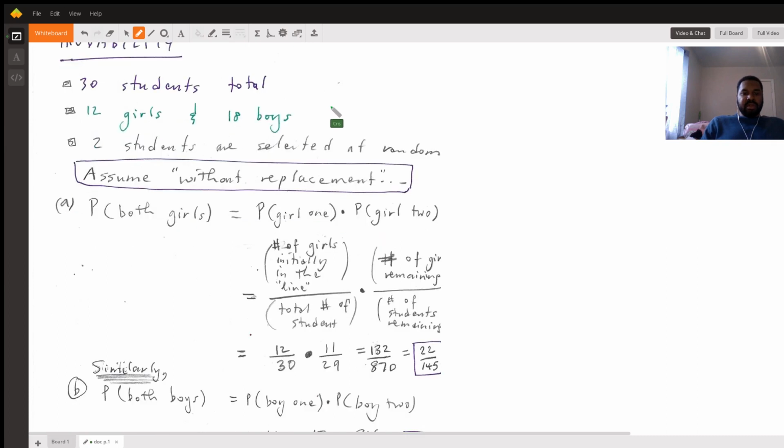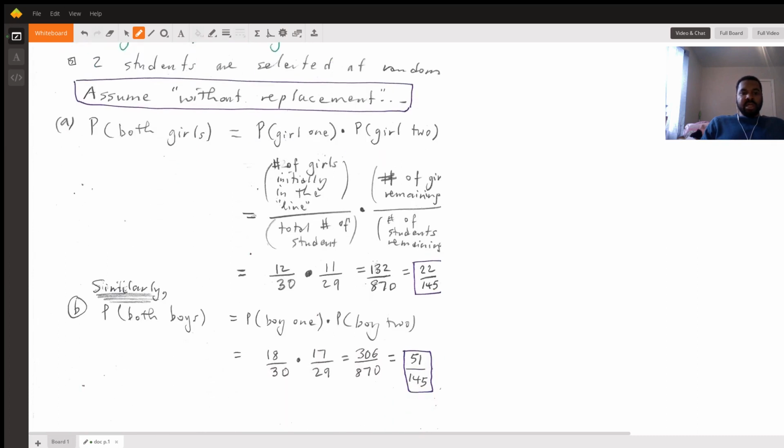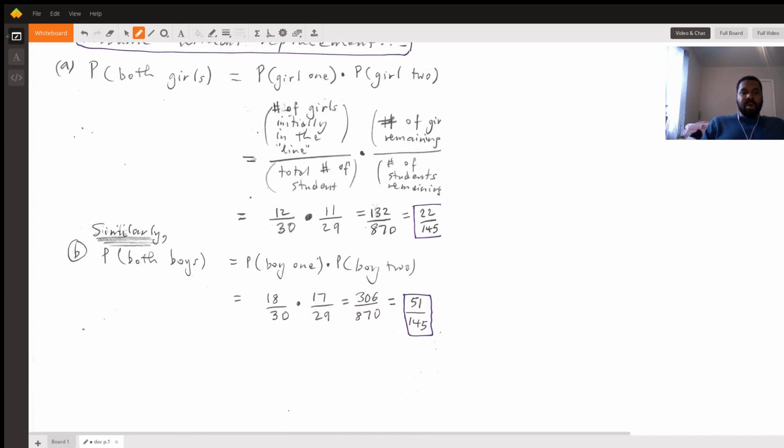So as we said before, there are 12 girls and 18 boys. So for part A, the probability that both students chosen are girls would be the probability of choosing girl 1, multiplied by the probability of choosing girl 2, all right? Now, I know people might talk about conditional probability, which is true, but I'm not going to get into all of that language, because I think a simpler approach is to think of it like this.